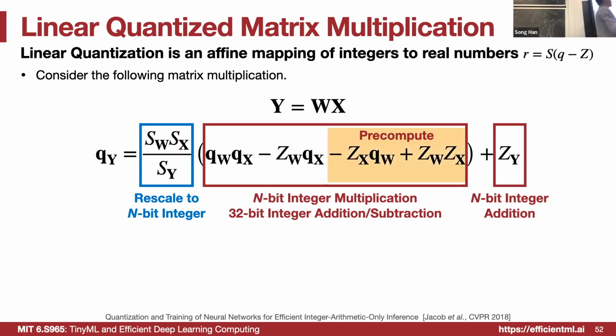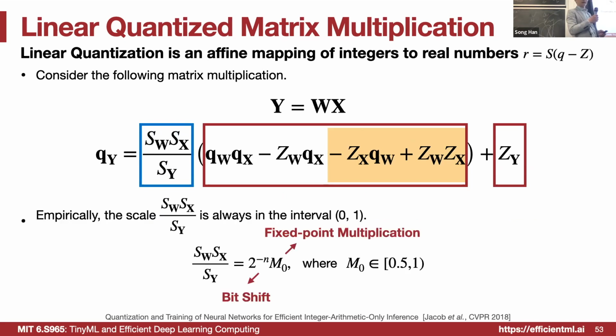Okay. So these values, weight, remember weight is pre-computed, it's a constant. And zero point is also constant. They're both constant. So these can be pre-computed into one term. And for this number, the scaling factor, we can actually represent this number by 2 to the power of n times a fixed point value. This value is between 0.5 and 1.